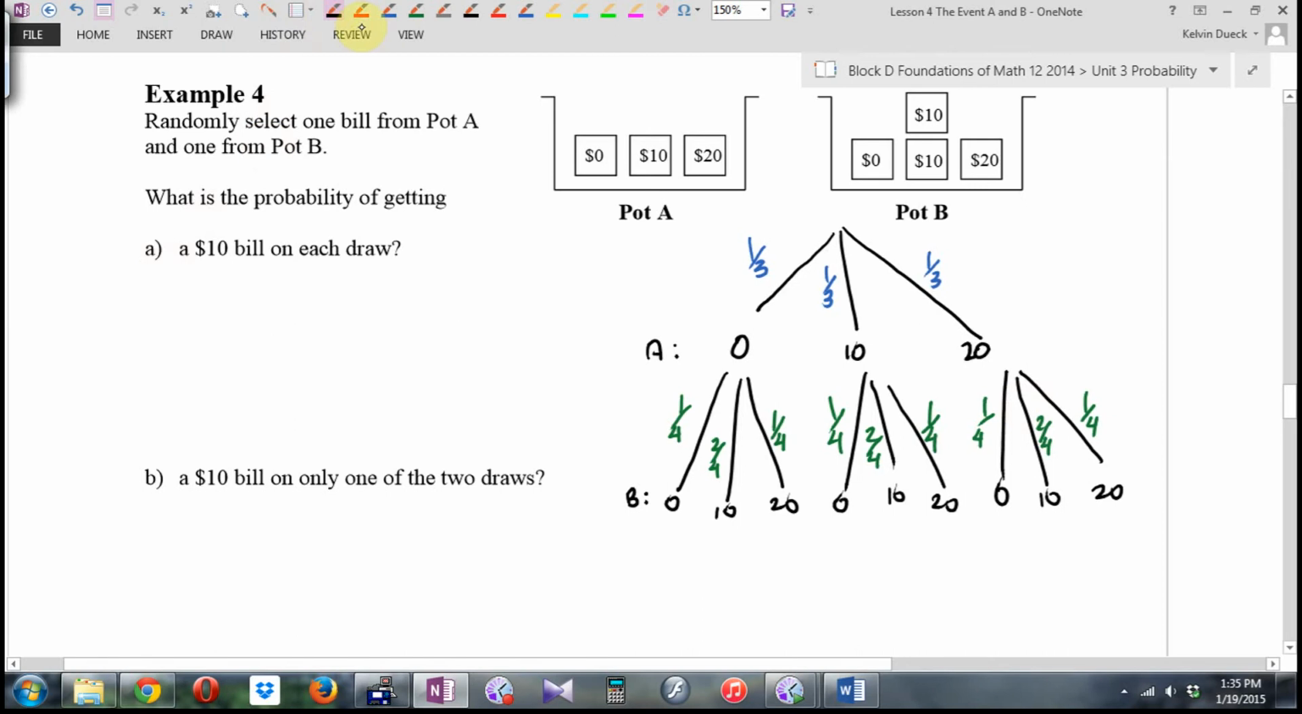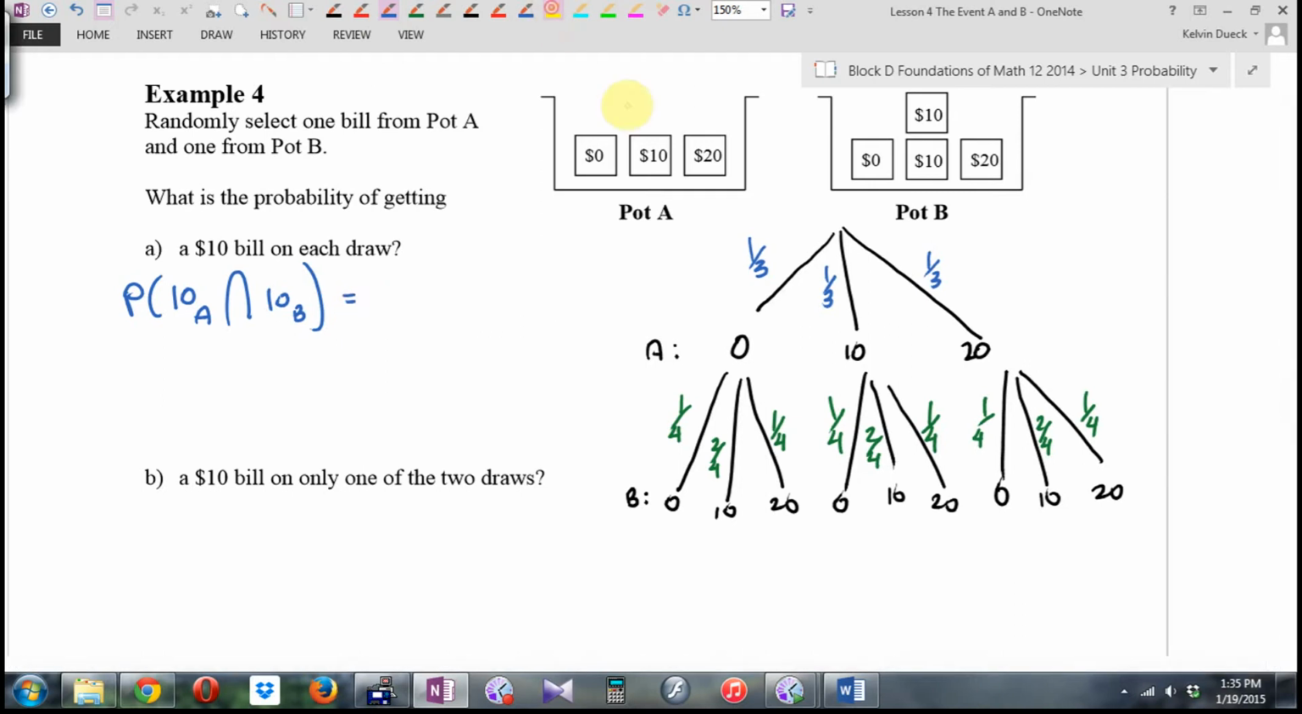Event A, or question A says 10 from A and 10 from B. Right? A 10 on each draw. Which branch or branches is that? I think I'm going to mark up my diagram. You guys don't bother because I can erase after. I'm pretty sure we're talking about only one, right? Multiply down. There's your and.